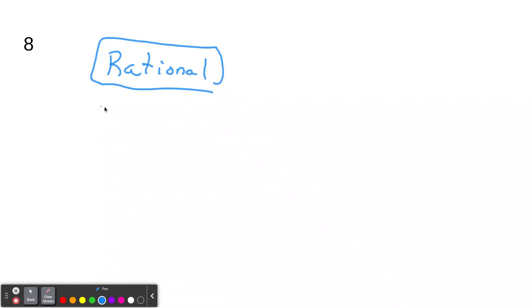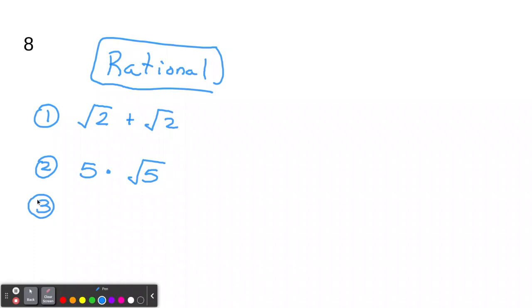So let's use blue again. What if we had these radical questions? Let's say they want to know which radical below is rational. So let's say we had number 1, the square root of 2 plus the square root of 2. And then number 2, maybe 5 times the square root of 5. And number 3, maybe the square root of 2 times the square root of 18. And number 4, let's put 3 square root of 2 plus 2 square root of 3.